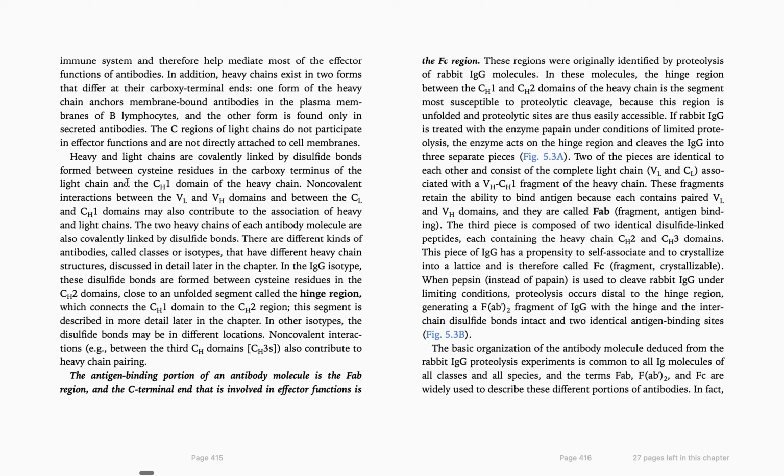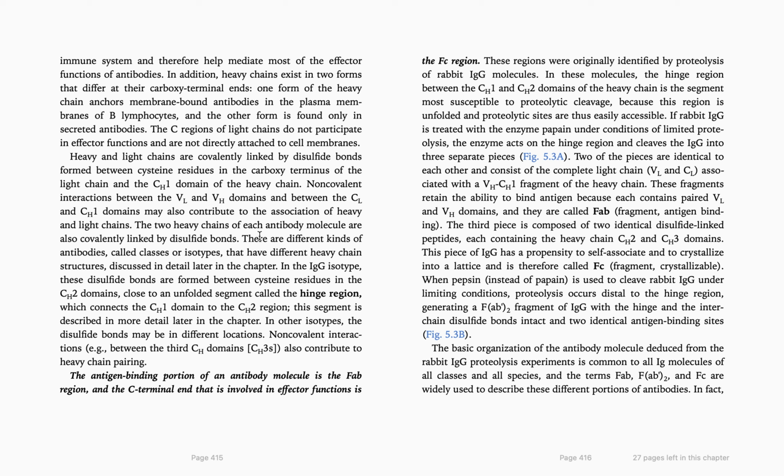Heavy and light chains are covalently linked by a disulfide bond formed between a cysteine residue in the carboxyl terminus of the light chain and the constant heavy chain domain of the heavy chain. Non-covalent interactions between the light chain and heavy chain domains, variable light chain and variable heavy chain domains, and between the constant light and constant heavy chain domains may also contribute to the association of heavy and light chains.